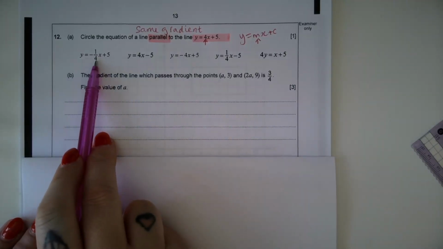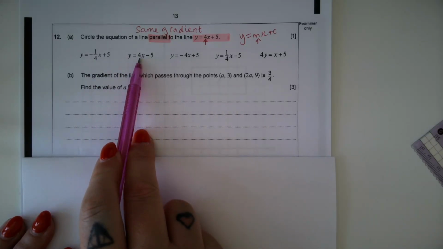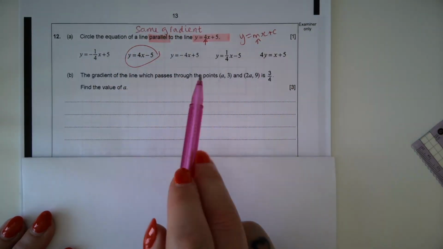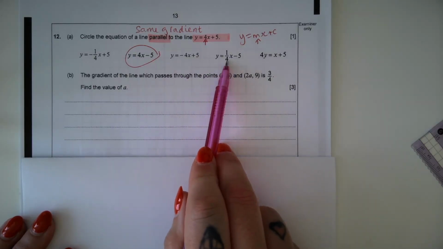So this equation has a gradient of -1/4. We're not going to include that one. This equation has a gradient of 4 because the m value is 4. So we're going to circle that one, but let's check the others just to be safe. Well, that's got a gradient of -4. That's got a gradient of a +1/4.